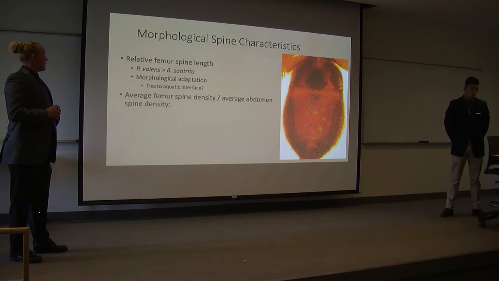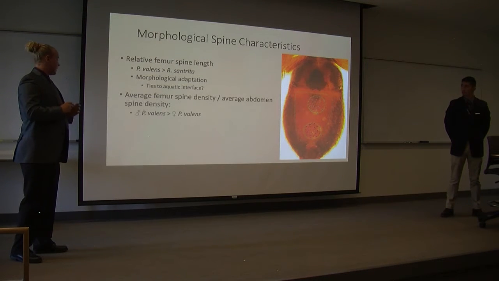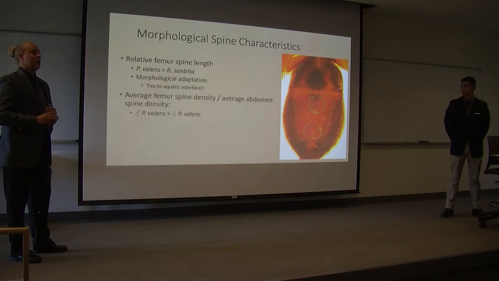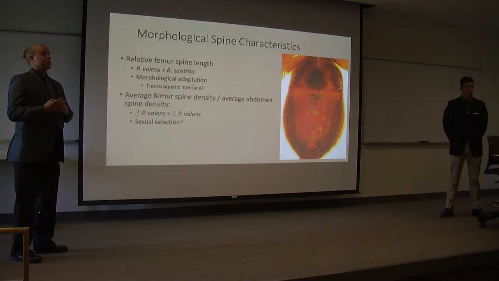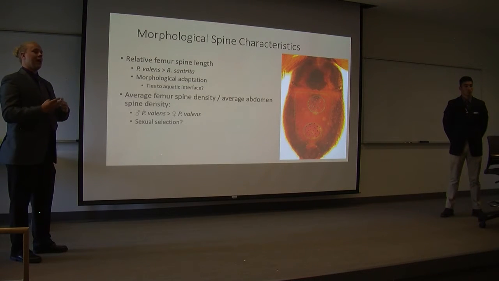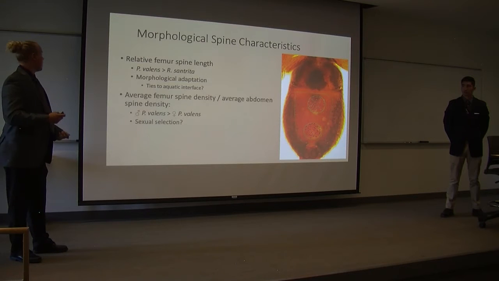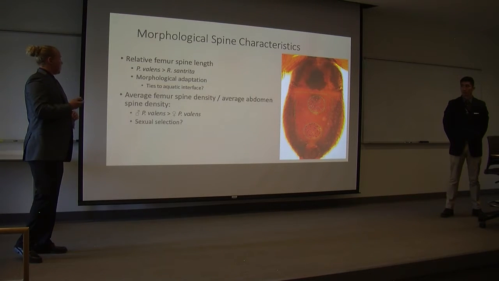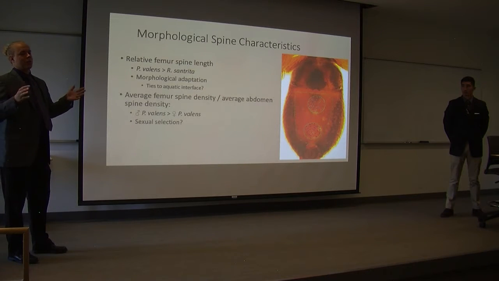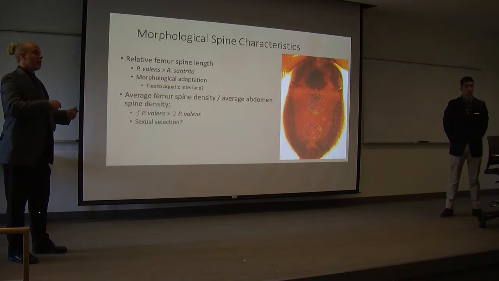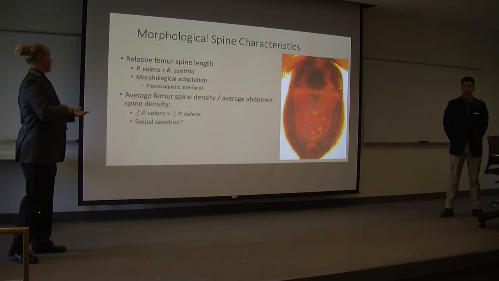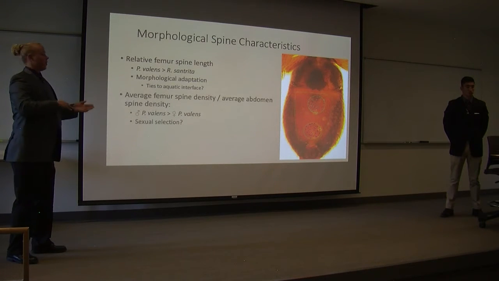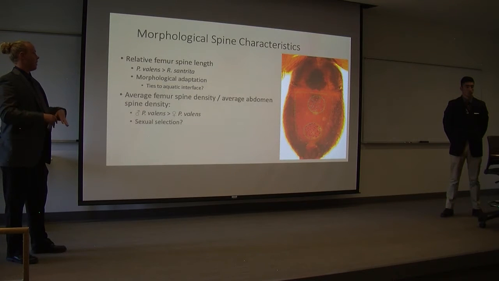For the average femur spine density and average abdomen spine density, we found that male P. valens actually had higher density than female P. valens. This could possibly be sexual selection, so it could almost be like a handicap hypothesis. So much like certain birds have really long tails, and although it lowers their fitness, they still have to do it to attract a mate. We believe that we're seeing this in the male spiders. The females are selecting for the males that have a higher density in spines.